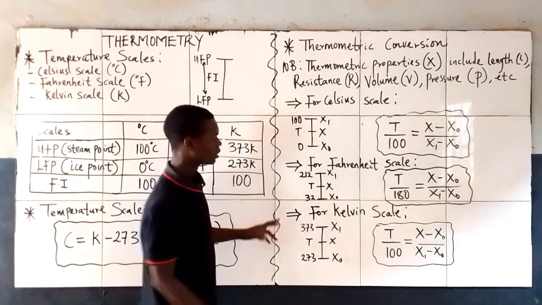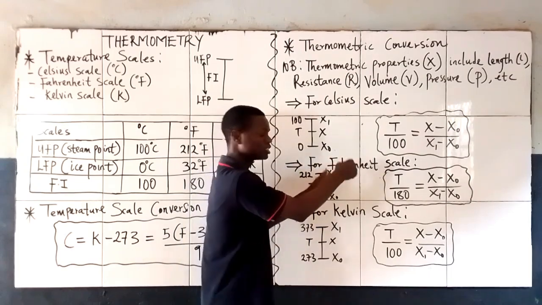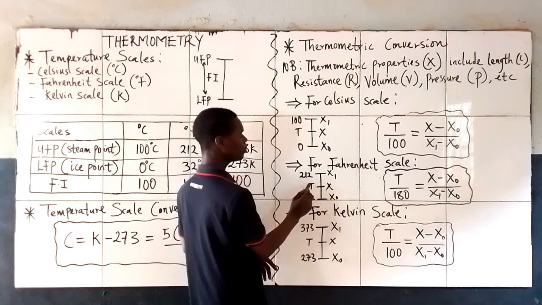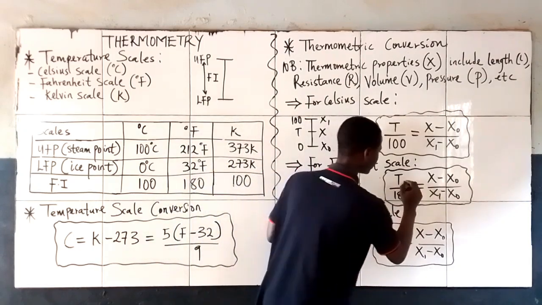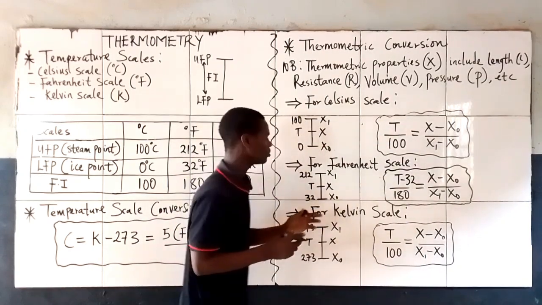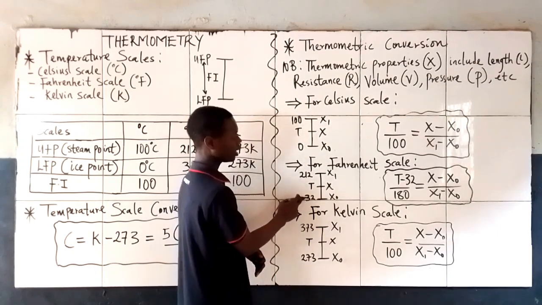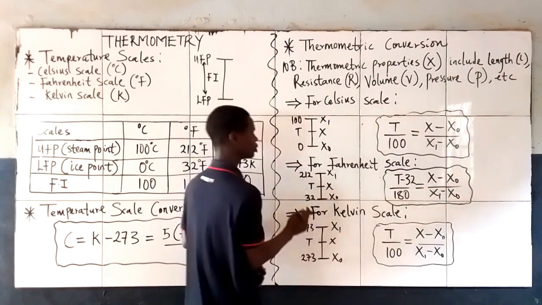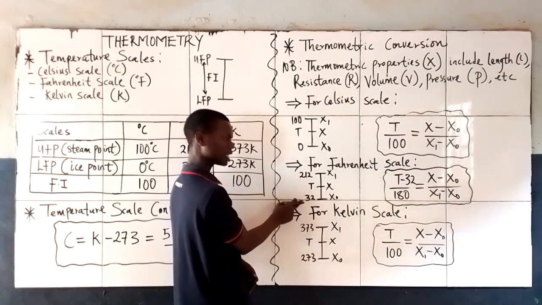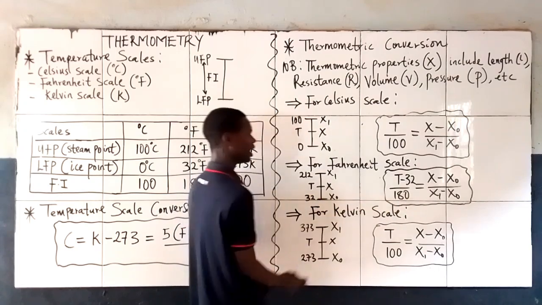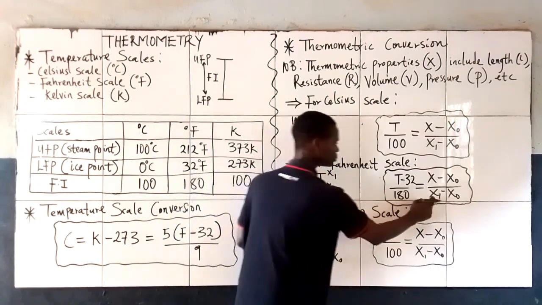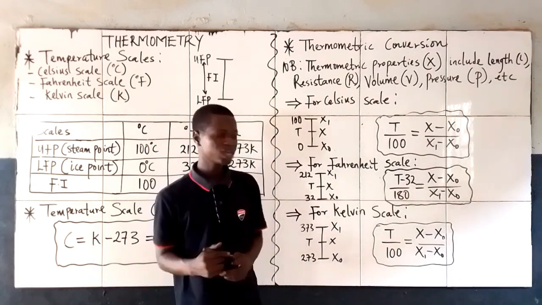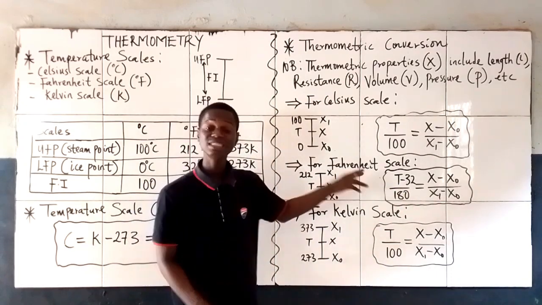So let's see the same thing here. Whatever I do on this side, I should do the same thing on this side. So if I'm saying T minus 32, now if I'm saying T minus 32, I should also say x minus x0. And that's what we have here. So if I'm saying 212 minus 32, which should give me 180, I should also say x1 minus x0. And that is how we get the formula. So when you finally make your T subject, you get the value for the thermometric property in degree Fahrenheit.